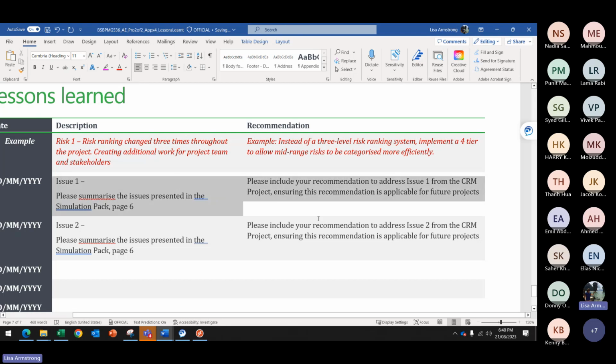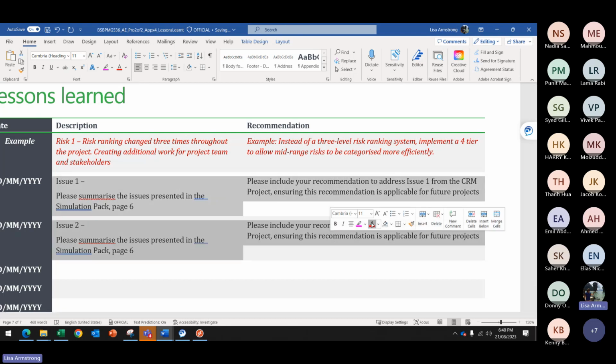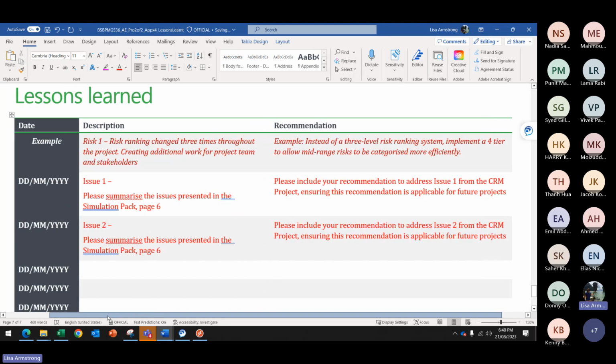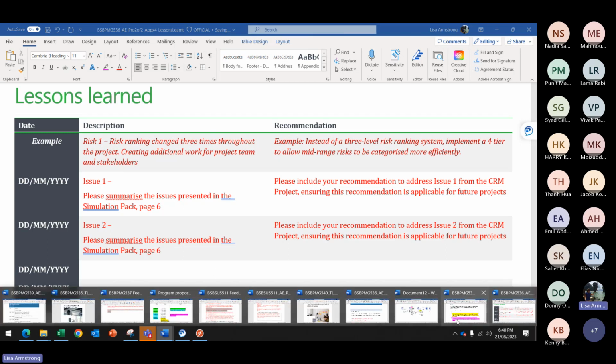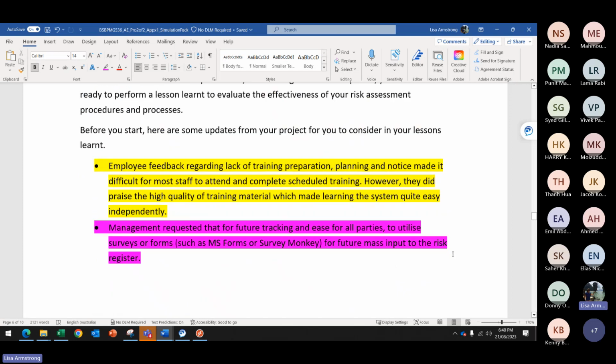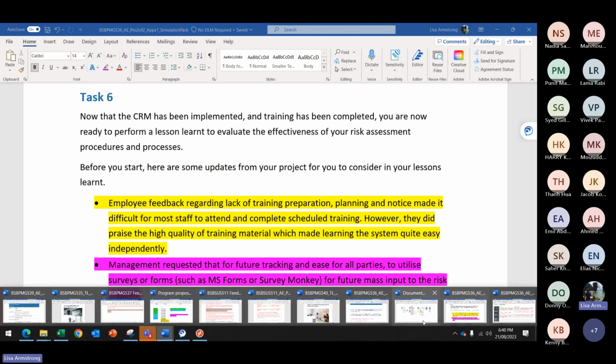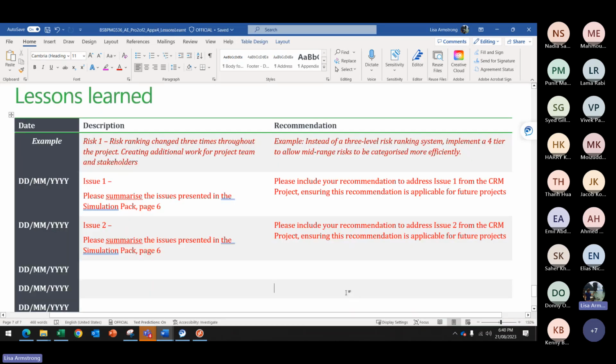So that's your task, guys. I will stop talking now and let you have some thinking time. At least two issues from the simulation pack, as I said, page 6. Make sure I'm on the right one. Page 6, yes. There are your 2 issues there, task 6. And then we're taking those issues and we're documenting our lessons learned.